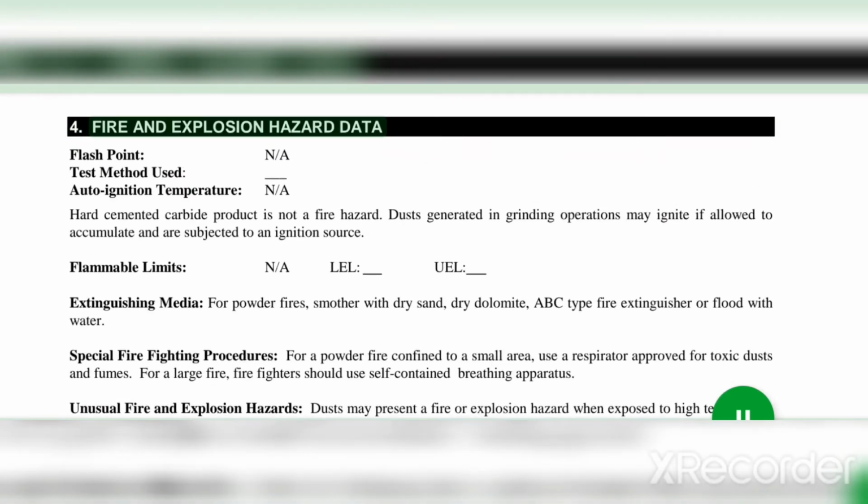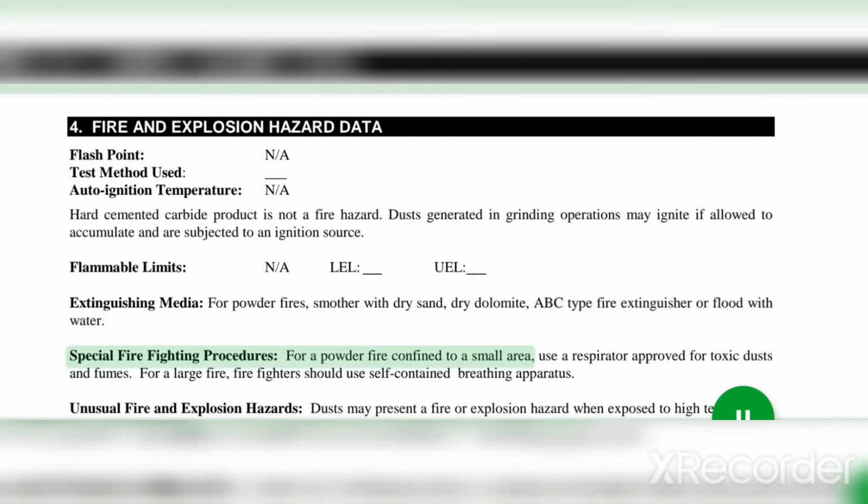4. Fire and explosion hazard data. Flashpoint: N/A. Test method used, auto ignition temperature: N/A. A hard cemented carbide product is not a fire hazard. Dusts generated in grinding operations may ignite if allowed to accumulate and are subjected to an ignition source. Flammable limits, LEL: N/A. Extinguishing media for powder fires: smother with dry sand, dry dolomite, ABC type fire extinguisher, or flood with water.